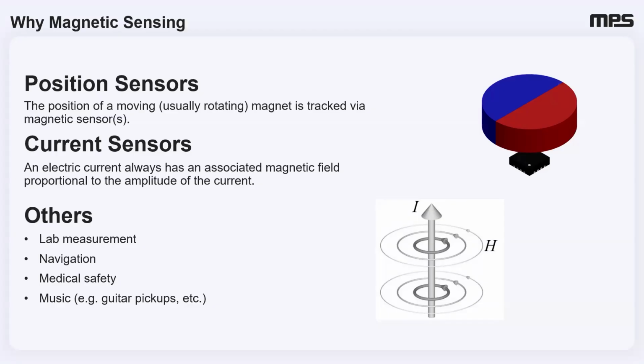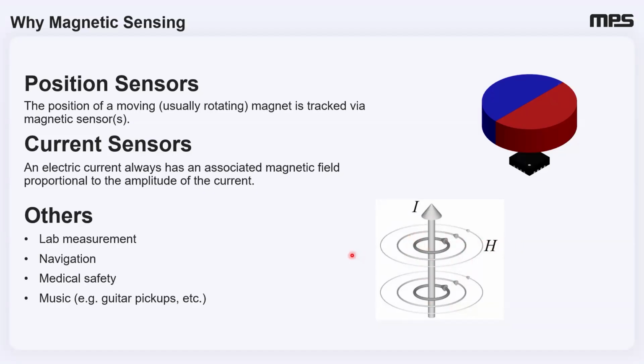For current sensing, it's also pretty straightforward. Any current has an associated magnetic field. We use the right hand rule. If you point your thumb in the direction of the current, the magnetic field curls around in the direction of your fingers. That magnetic field strength is proportional to the current density. And obviously, as you go farther and farther away, the magnetic field dies off.